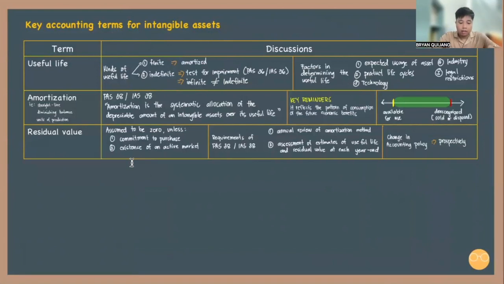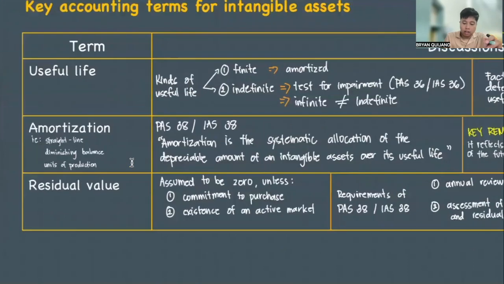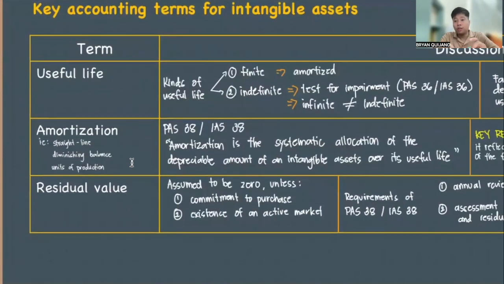Let us talk about key accounting terms for intangible assets. We have three accounting terms that we are going to use repeatedly in this lecture recording. We have the useful life, amortization, and residual value. When we say useful life, there are two kinds of useful life. We have the finite useful life and the indefinite useful life. If an intangible asset will have a finite useful life, it will be amortized.